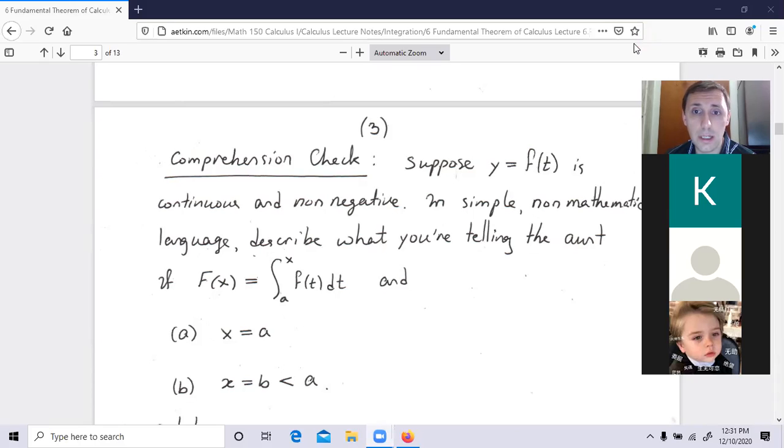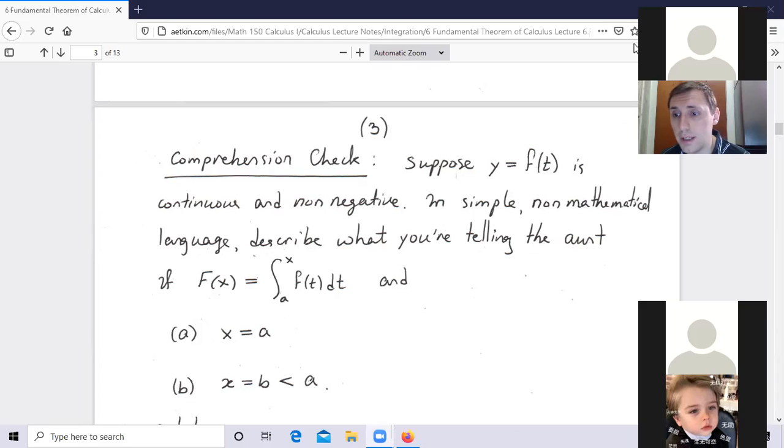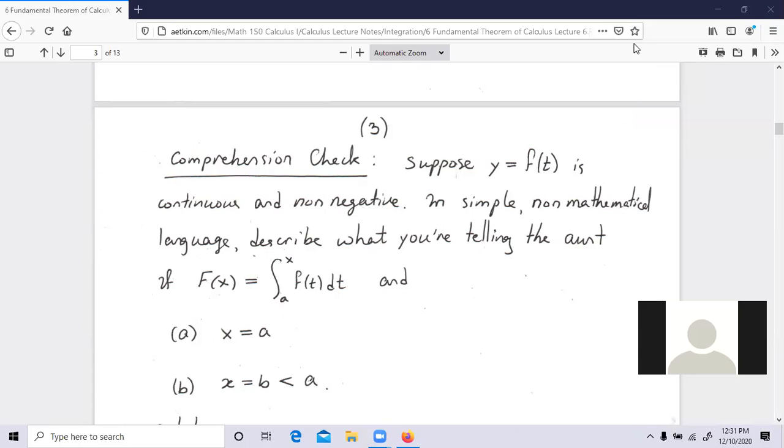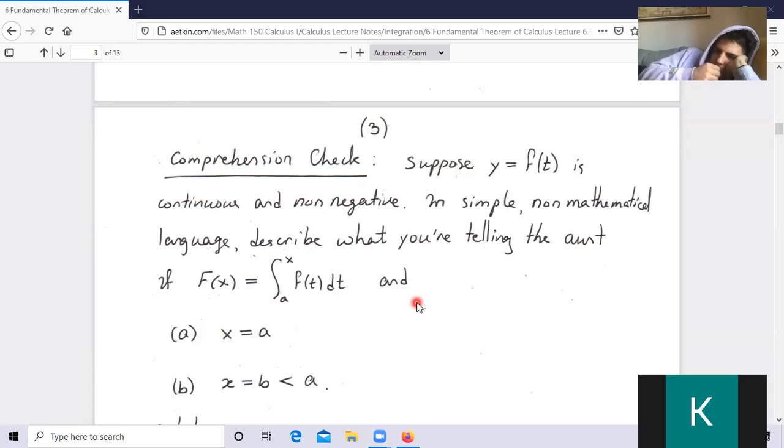Good. It means that you don't want any cake because the area of your cake is 0, yes? Now, if you understand this, now tell me B. If I ask x equal to b, where b is less than a, what am I asking Aunt Jemima to do? We're assuming that the crust of the cake is positive.